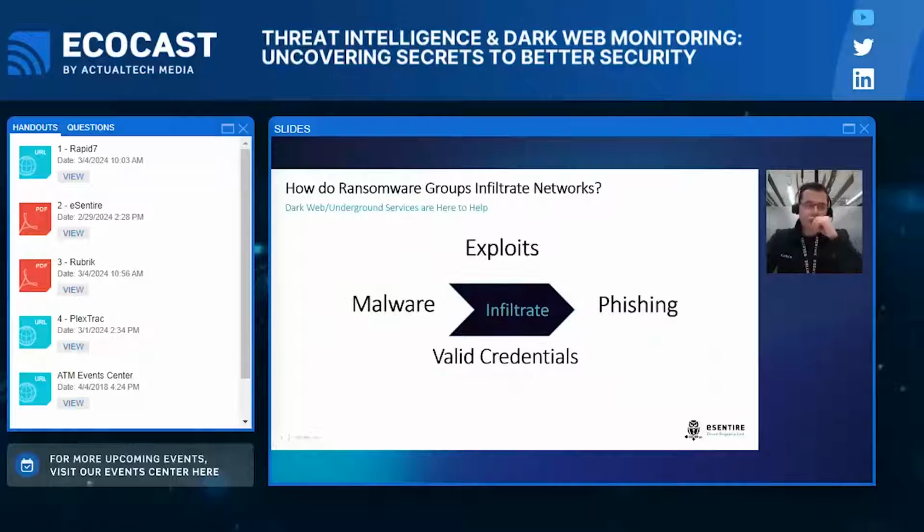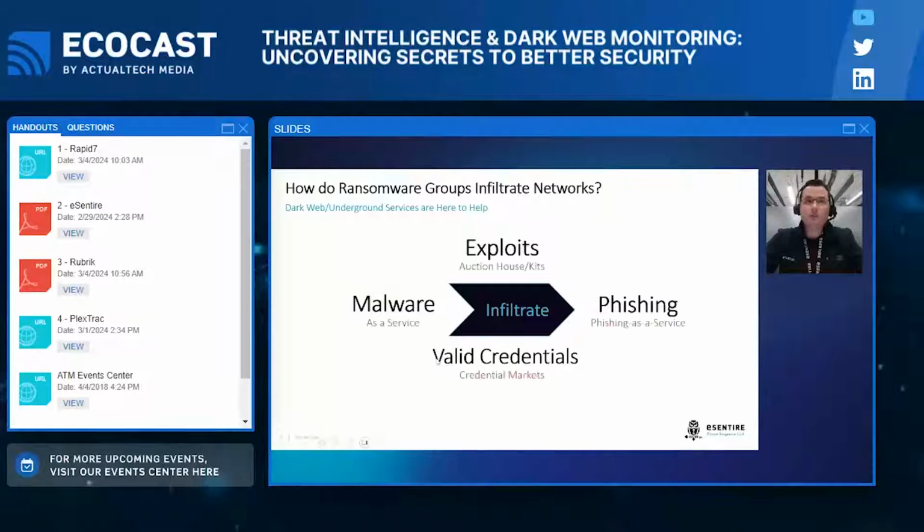Now, as an MDR provider or managed detection response provider, our focus is on stopping these attacks in that infiltration phase. So, what do we see typically in our engagements? We see threat actors using things like exploits, malware, phishing, and valid credentials to access the network. Now, are ransomware groups building all of these capabilities themselves? Absolutely not. For each of these methods, there is usually an underground service that can be purchased or rented.